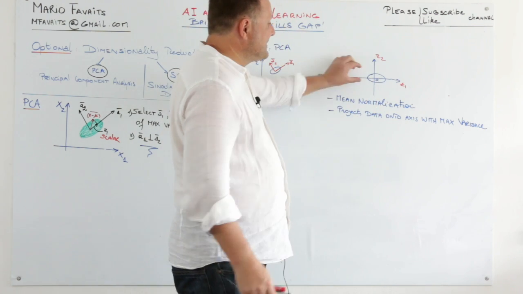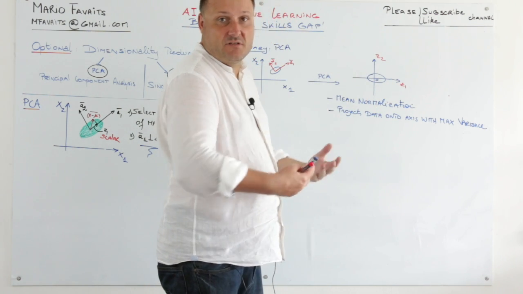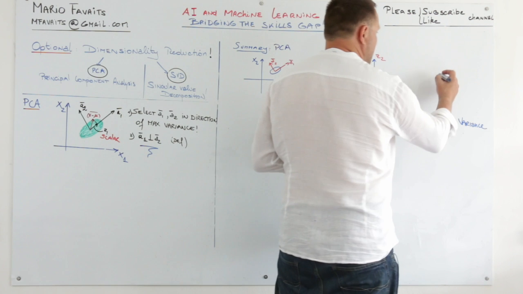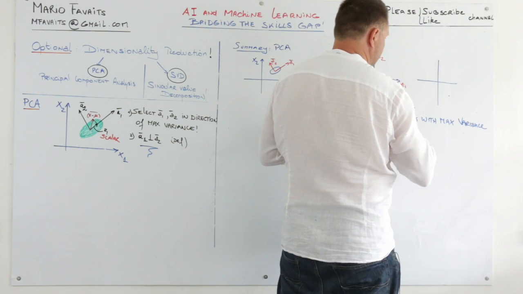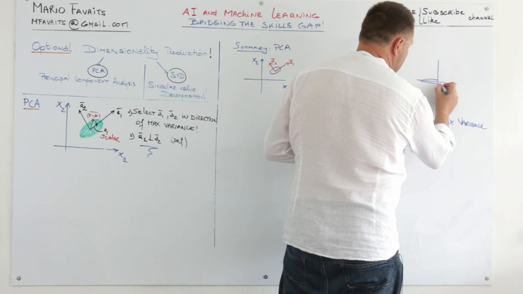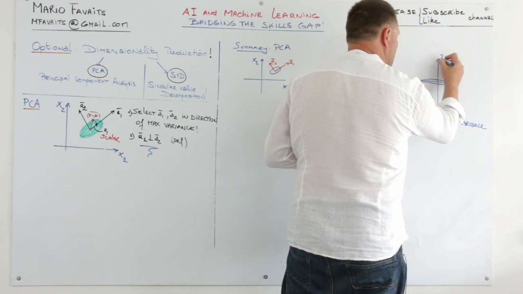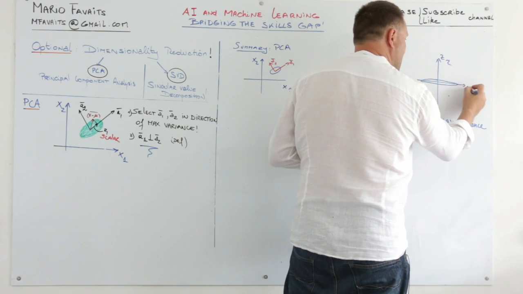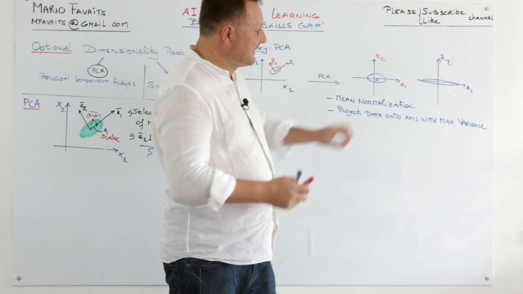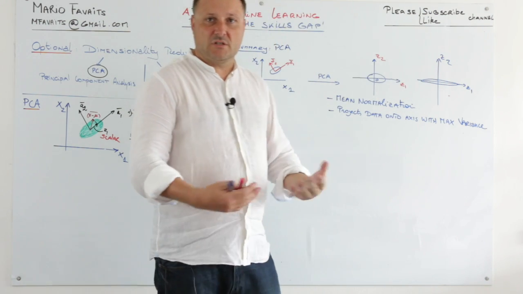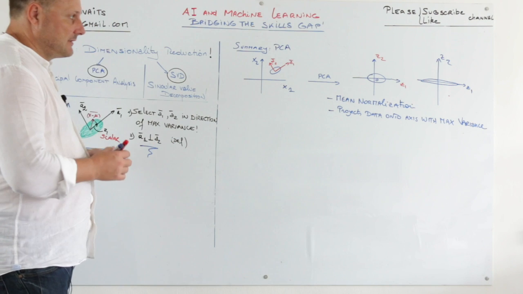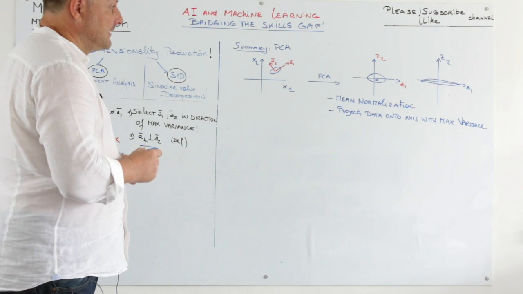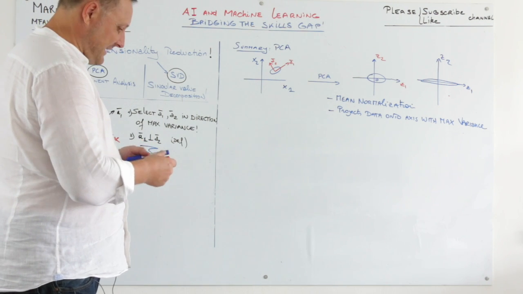You could basically say that maybe z2 is not important enough. Imagine you have a situation like this one, where it's something like this. In this case, you could say that the variance in the z2 direction is not so important, and you can drop that dimension. This is the idea of PCA.